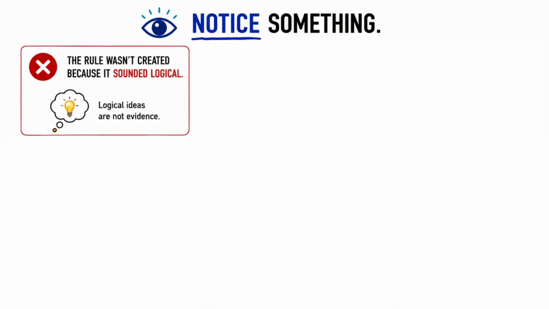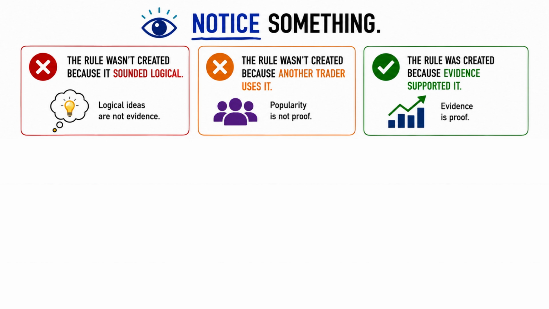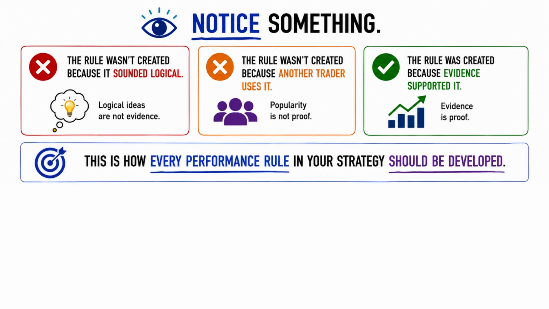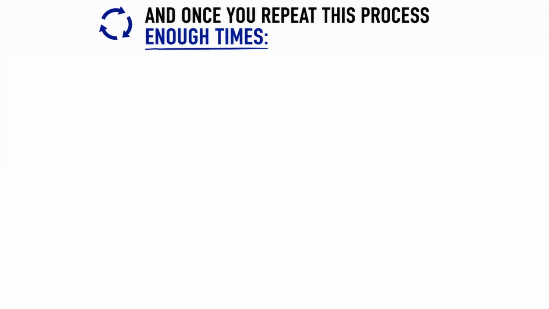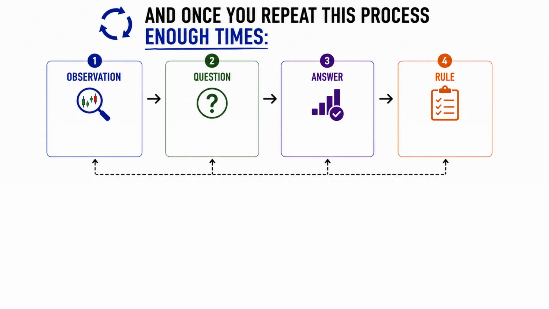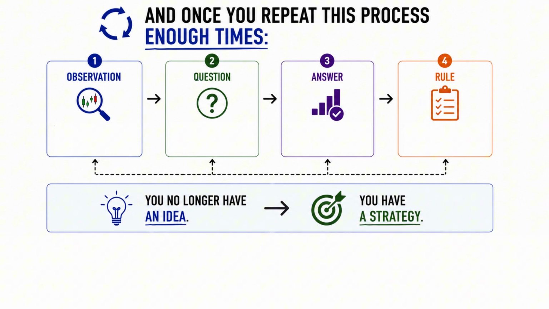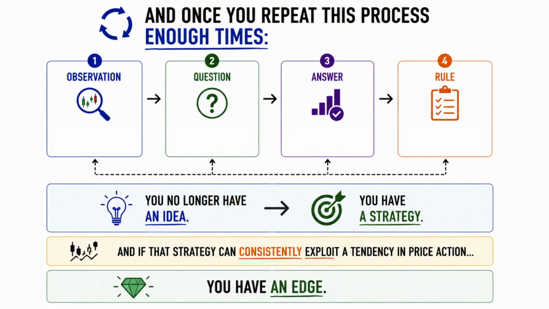Notice something: the rule wasn't created because it sounded logical. The rule wasn't created because another trader uses it. The rule was created because evidence supported it. This is how every performance rule in your strategy should be developed. Not through opinions, not through assumptions, through evidence. And once you repeat this process enough times, observation, question, answer, rule, you no longer have an idea. You have a strategy. And if that strategy can consistently exploit a tendency in price action, then you have an edge. So let's recap the entire process.